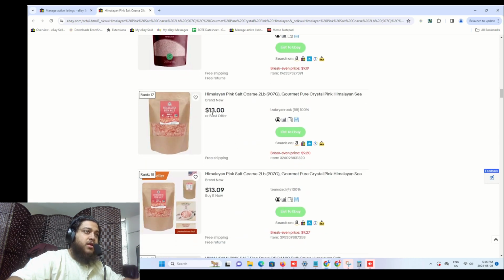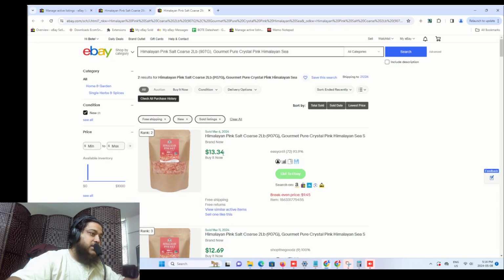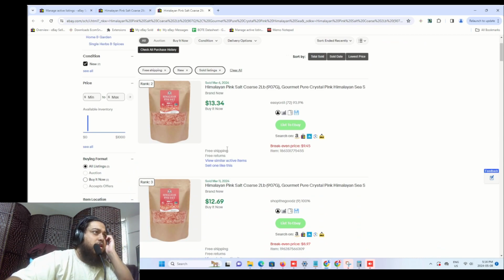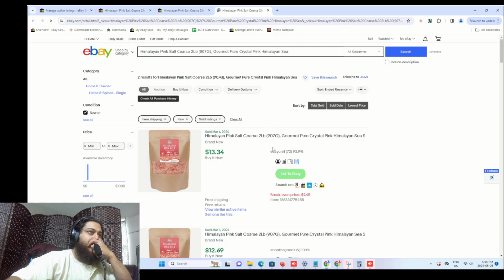$13 right over here. This guy. Let me see if anybody actually sold it. $13.04, May 6th. It doesn't look like anyone else has sold it. Interestingly enough, it doesn't look like anyone else has sold this item yet. So I probably got this guy.